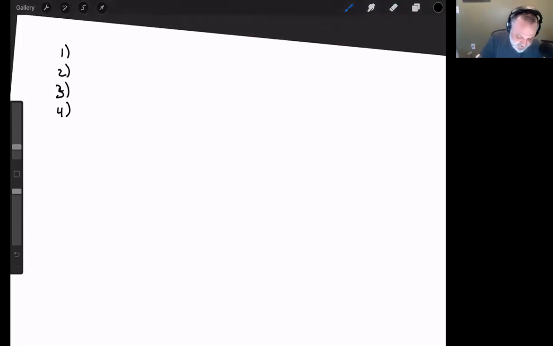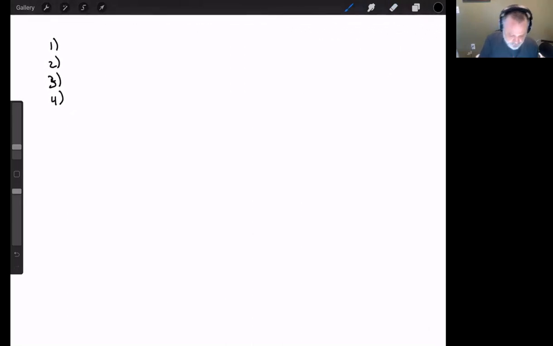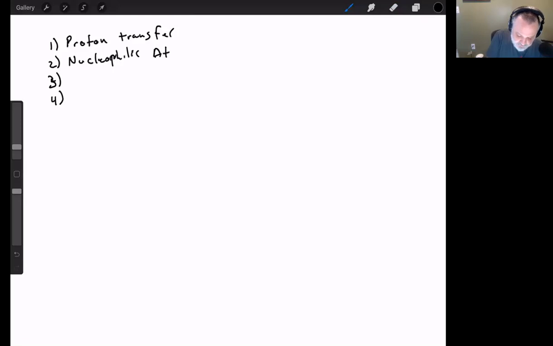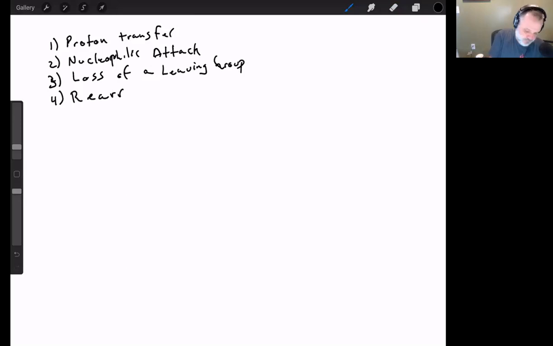All right, so these mechanistic steps: proton transfer, nucleophilic attack, loss of a leaving group, and then rearrangements. We went over all of them briefly, but I want to make sure to revisit them.